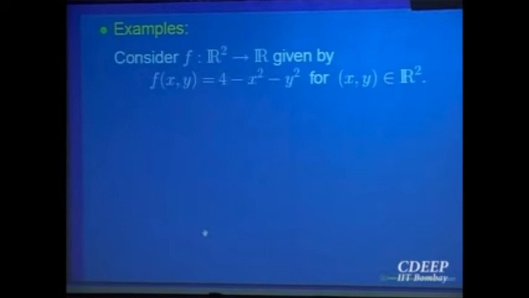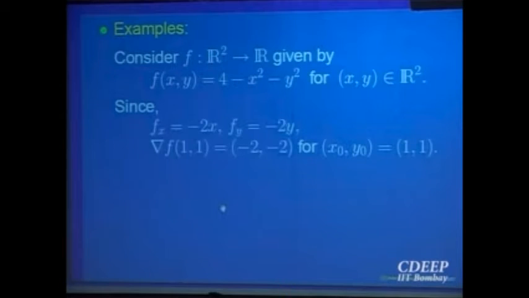So, simple examples to illustrate the point. f(x, y) is equal to 4 minus x square minus y square. This function is differentiable everywhere, so no problem. So let us compute the partial derivatives fx, fy. f is a function of two variables only, so the gradient vector is a vector in the plane. It has only two components.